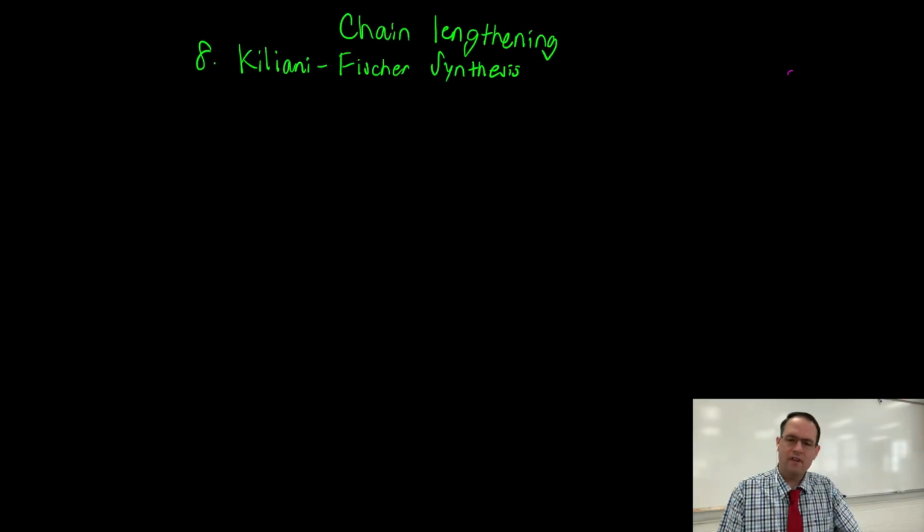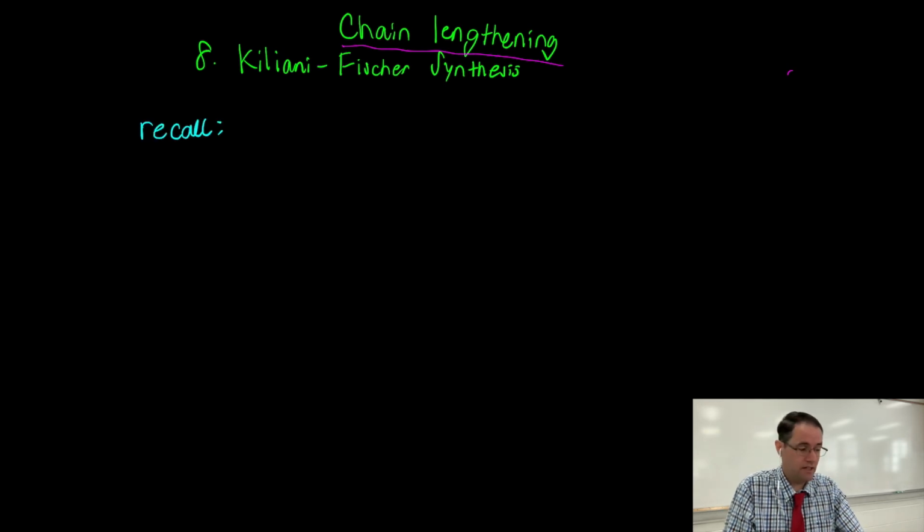All right, so the 8th reaction discussed in chapter 24, the carbohydrate chapter of Klein's book, talks about the Kiliani-Fischer synthesis. And this is a chain lengthening process to extend the carbon chain by 1. So if you have an aldopentose, you do this sequence of events, you'll get an aldohexose with 1 additional carbon. And it uses hydrogen cyanide. Okay? So let's look at a review here.